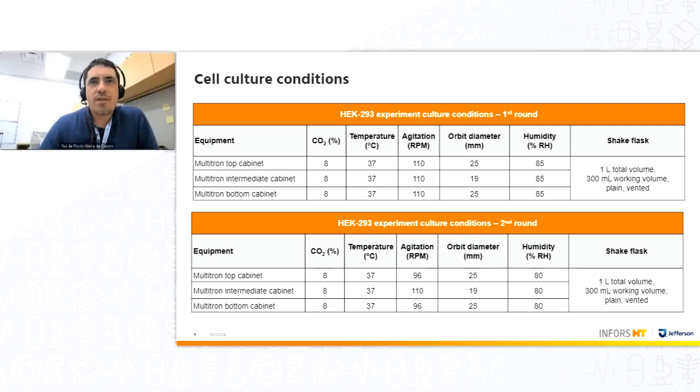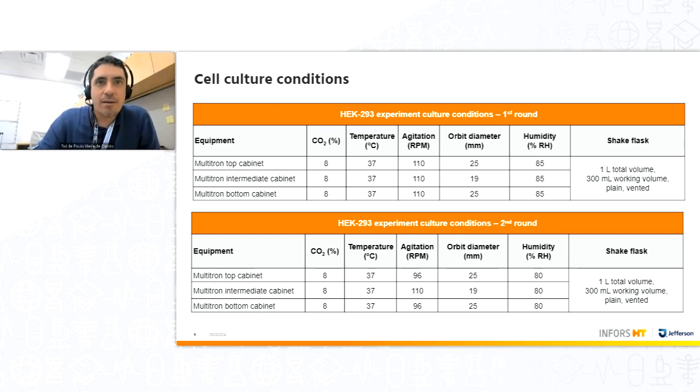So as I said before, the first step, if you want to have a suspension HEK293 cell culture platform for viral vector production, is to find the best condition to do the cell culture with your cell line. Each cell line will have a different oxygen demand and a different sensitivity to shear stress. So here we can check the experimental planning that we did so far here in JIB, in this partnership with INFORS.